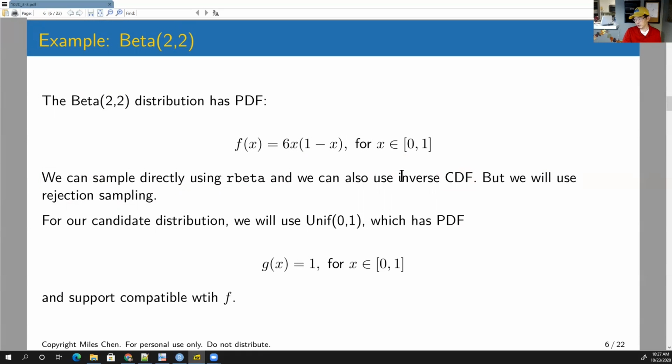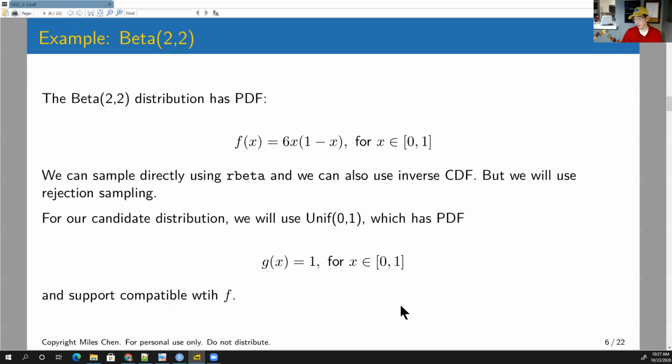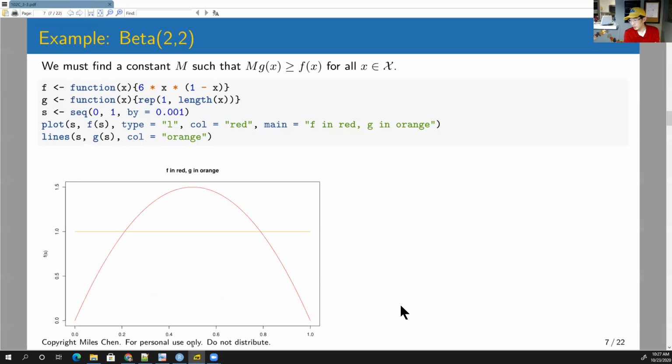All right. And so the support of f is this interval 0, 1. And for our candidate distribution, we're going to generate values from the uniform. That has a PDF equal to 1, and its support is 0, 1 as well. So the support of G is compatible with the support of F, and that works. Okay. So this is what it looks like.